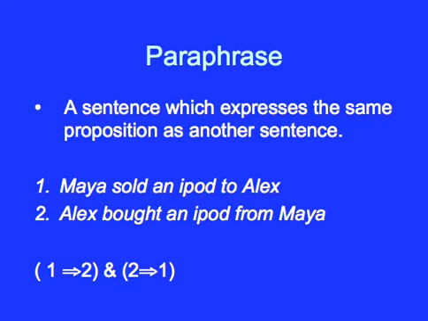Beneath there is the way that we can express that semantically. So sentence one entails sentence two, and sentence two entails sentence one. So the symbol there used of the arrow means entails.